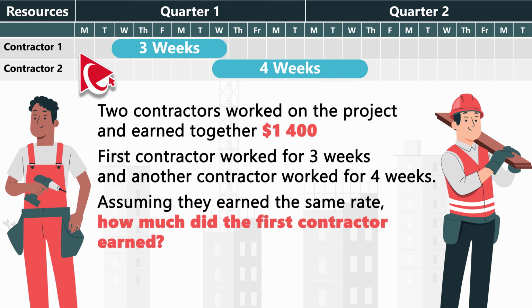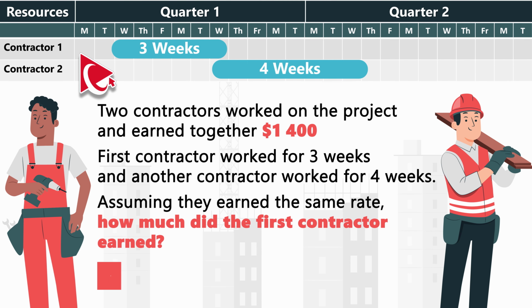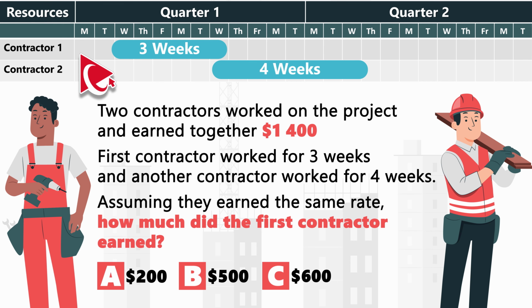You need to calculate and select the answer out of 4 possible choices. Choice A, $200, choice B, $500, choice C, $600, and last but not least, choice D, $900.